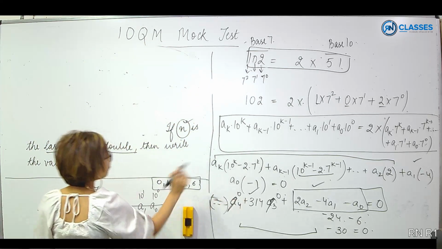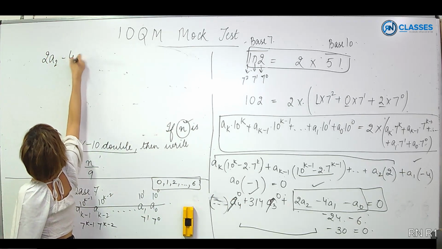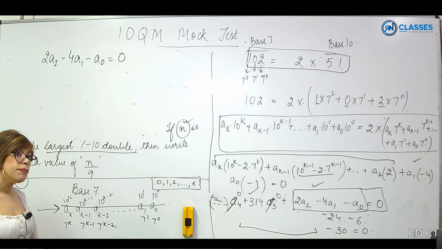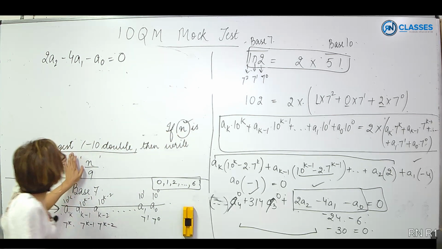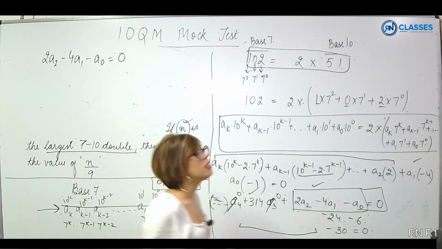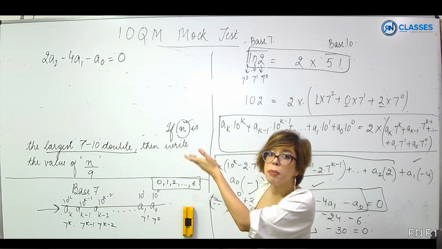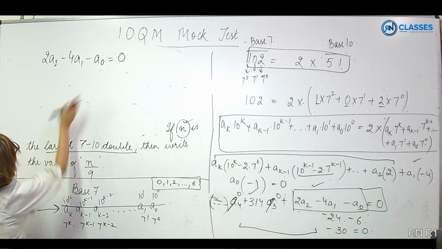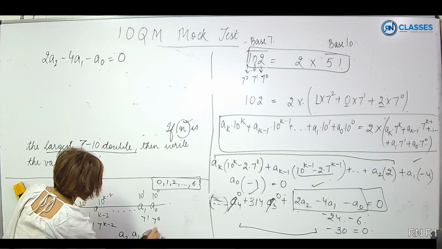So my equation is actually 2A2 minus 4A1 minus A0 equal to 0. That's it. Now my question is, if n is the largest 7-10 double, n has to be the largest number. The number would be large if I have the largest beginning term, which in this case is A2, because hardly three terms are there. So basically I have A2, A1, A0.